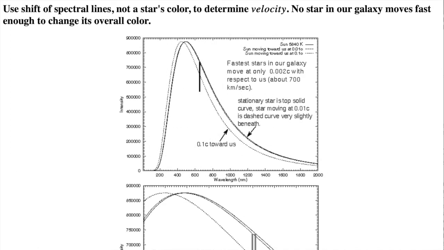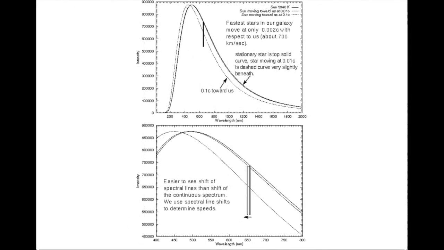The bottom two graphs show why it is much easier to measure Doppler shifts with absorption lines or emission lines than with looking for changes in the overall color. With the thermal continuous spectrum, one color shifts into another, so you won't be able to see any change in the object's overall color unless it is moving extremely fast, such as 1/10 the speed of light or faster.